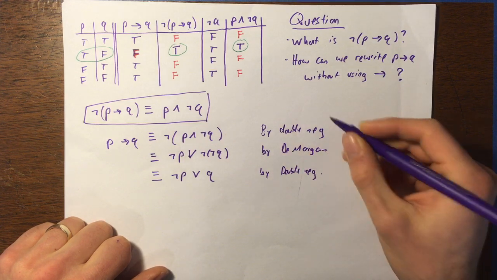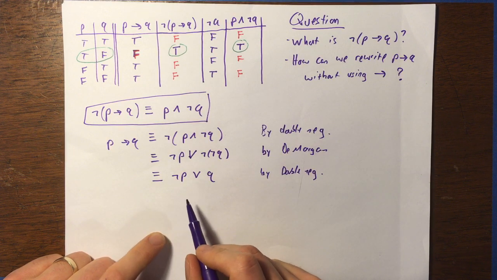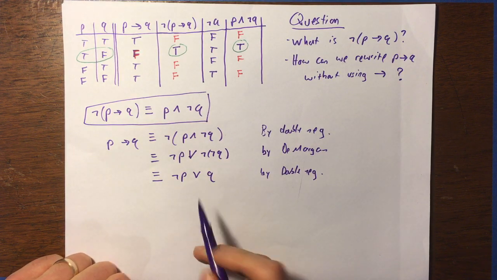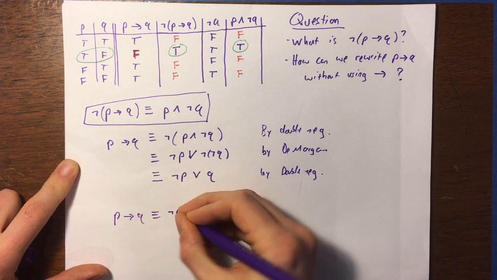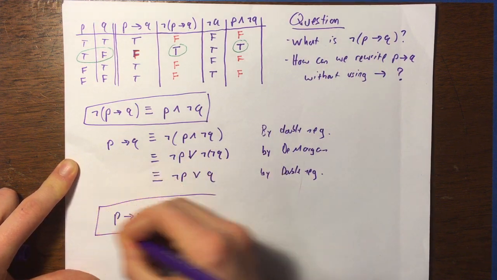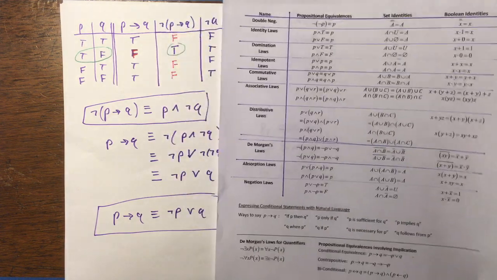I'm real fast and loose with my capital letters, I guess. So there we go. P implies Q is equivalent to not P or Q. Let's write that down. P implies Q is equivalent to not P or Q, and that is another super useful propositional equivalence that we're going to want to use occasionally. Actually, not just occasionally, pretty frequently.